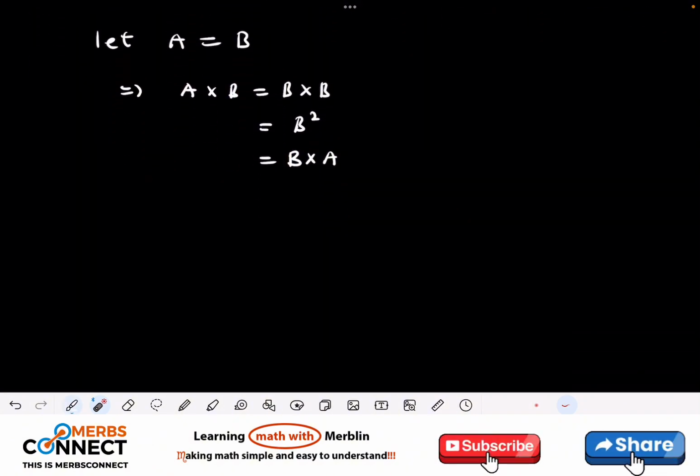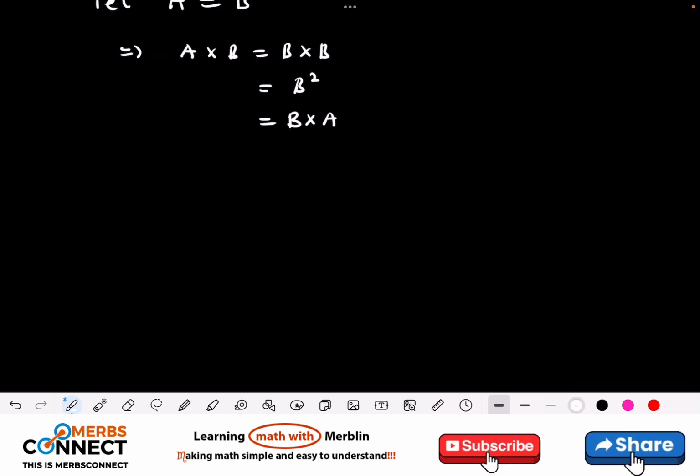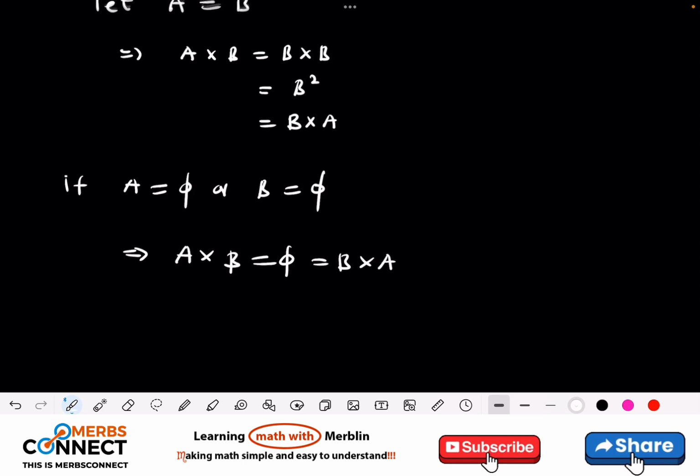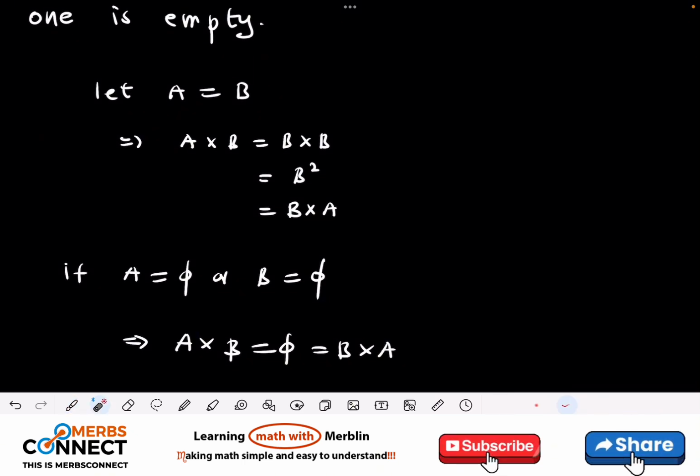Now the other hand is if A is equal to empty or B is equal to what? Empty. So here we are assuming that one of them is empty. So if one of them is empty, then this implies that A cross B is equal to what? Empty, which is the same as B cross A. So they are all the same. If even A is empty, then this will give us empty. And then since A is empty still, this is going to give us empty.